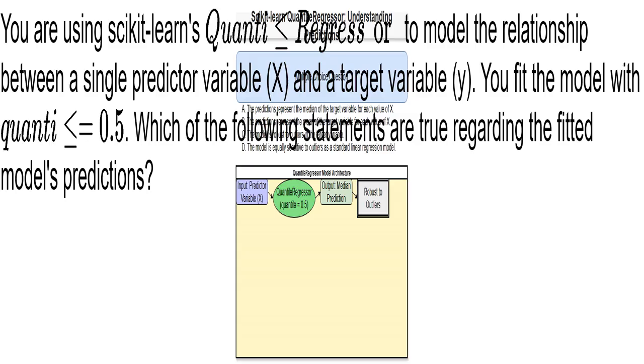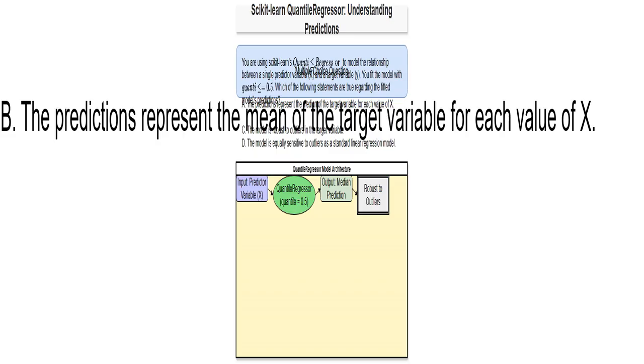This statement is correct, because we set quantile equals 0.5, the model's predictions will represent the median value of y for each value of x. Think of it like this. For every input x, the model will give you the middle value of all the corresponding y values. This is incorrect. We're not calculating averages here. QuantileRegressor focuses on finding medians, not means. Using the mean would be like using a standard linear regression model.